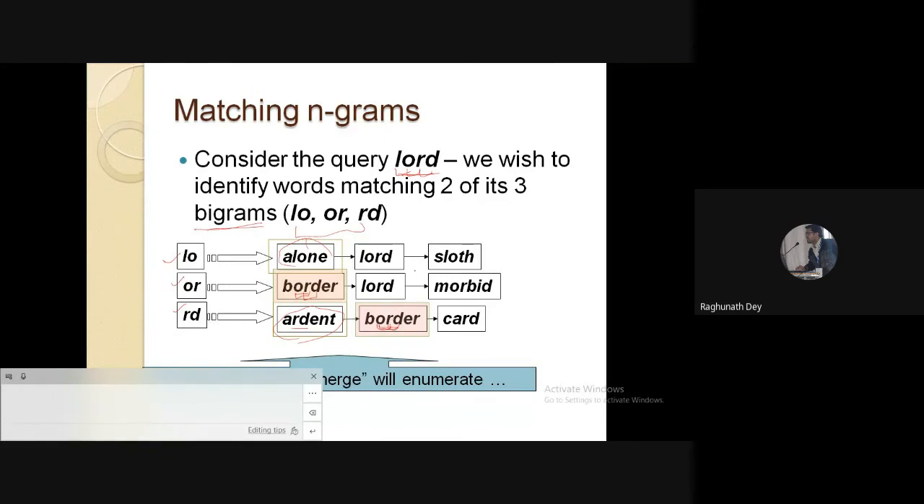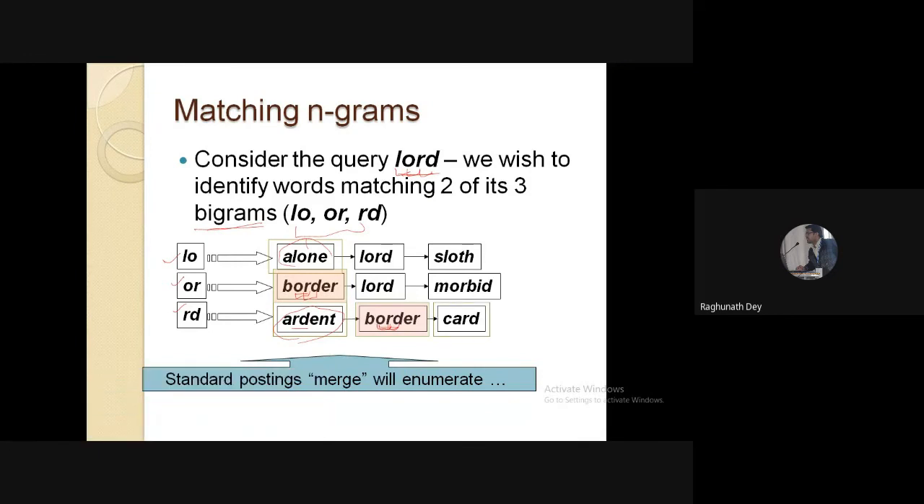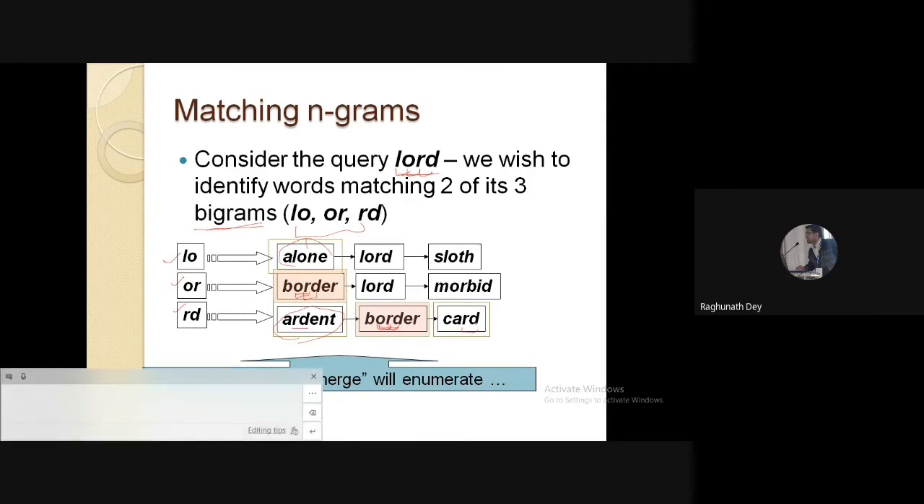Got it? Then A is completed, B is completed, then come to the next, C. For C, we find the term CARD, and only one bigram is matching. Ignore that, because we consider only terms having at least two matching or overlapping bigrams, and the rest I should discard.